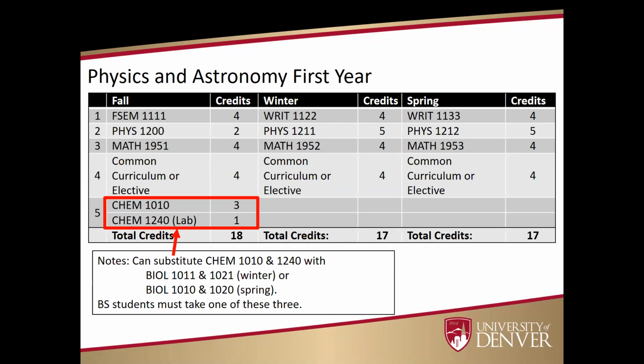For the BS students in physics, if you want a Bachelor of Science degree in physics, they recommend that you take either the chemistry course in your first quarter, or you will take the biology course, which is offered in winter or spring. That is the requirement, that you need to take one of those courses outside in either chemistry or biology. And again, that is just if you are getting the BS in physics.